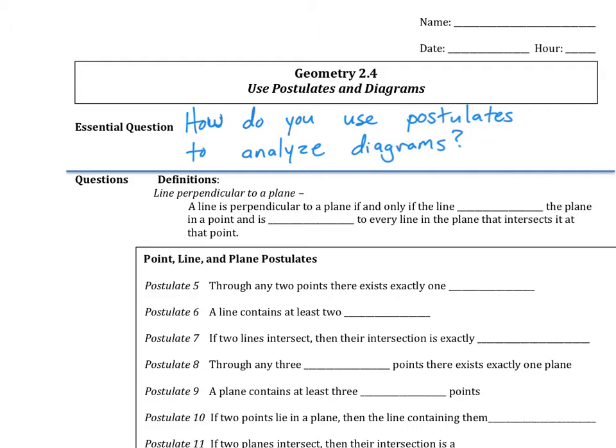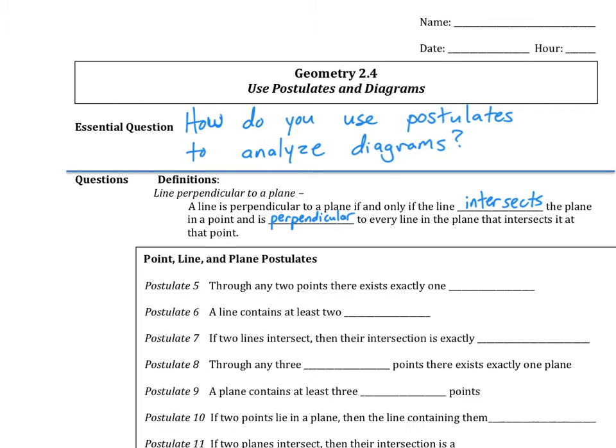We have some definitions. The first one is line perpendicular to a plane. A line is perpendicular to a plane if and only if the line intersects the plane in a point and is perpendicular to every line in the plane that intersects it at that point.